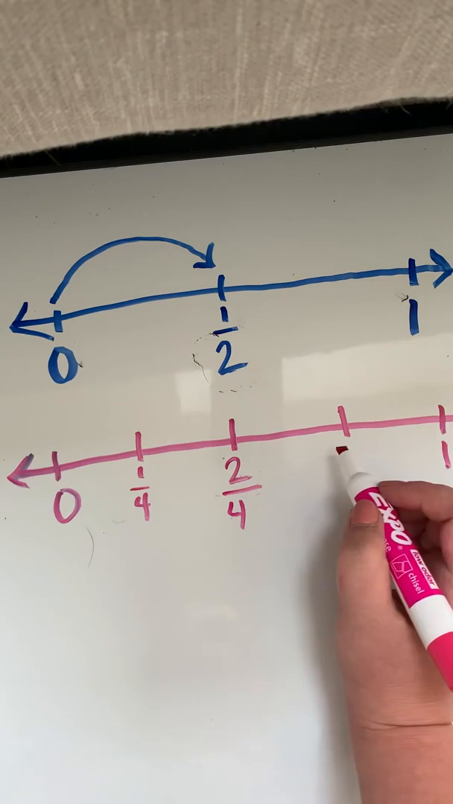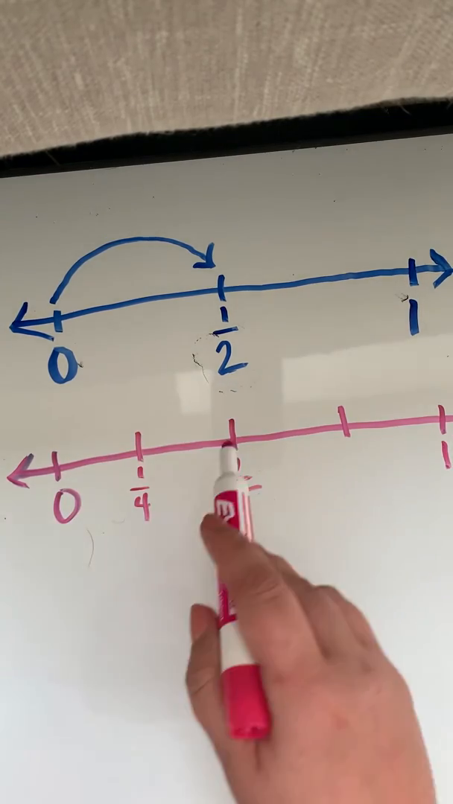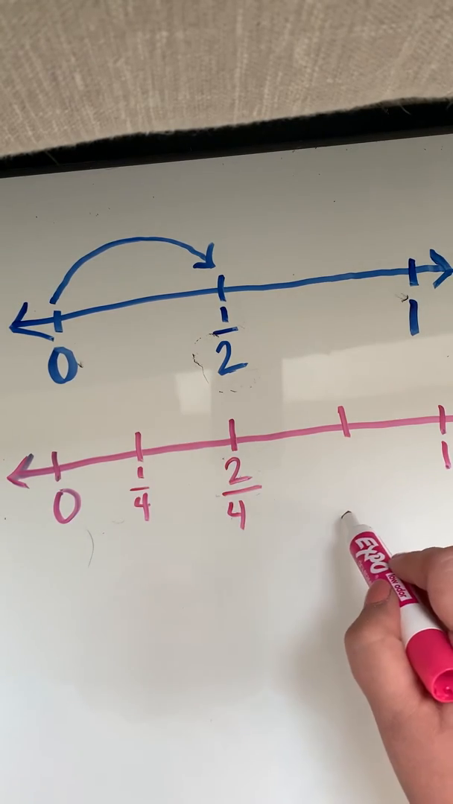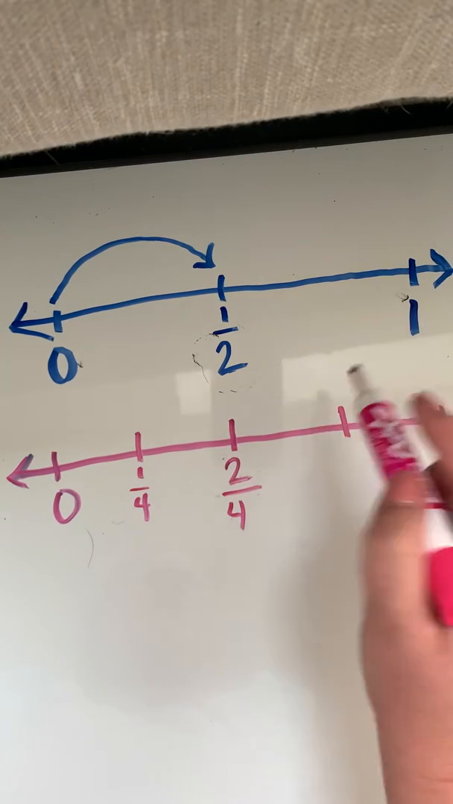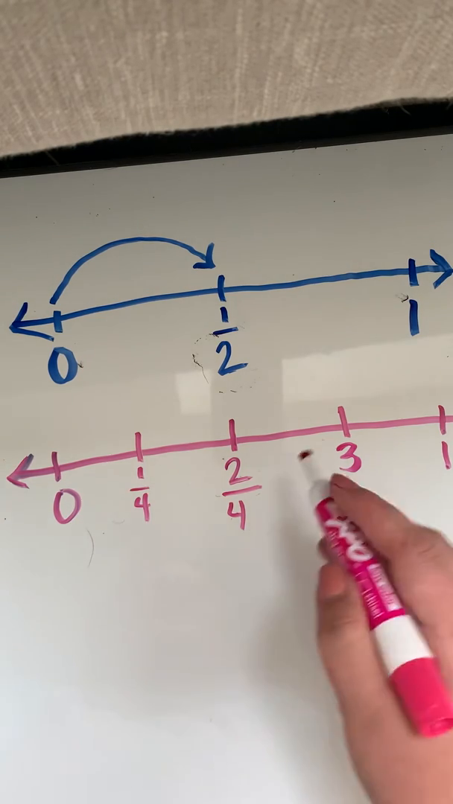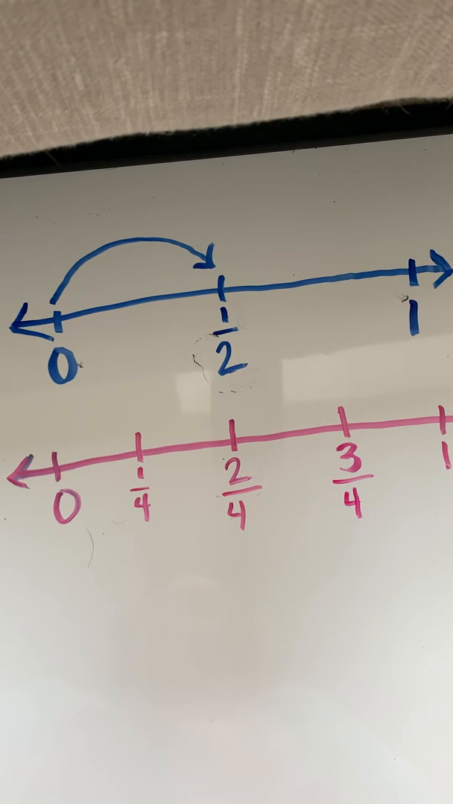Let's keep looking though. So if this is 1/4, that was 1 hop. And this is 2/4, that was 2 hops, 1, 2. What would this one be if it's 3 hops? 1, 2, 3. Well, I'm gonna put that 3 in my numerator, and I'm gonna keep my denominators the same. They're not gonna change here, and that's gonna become 3/4.